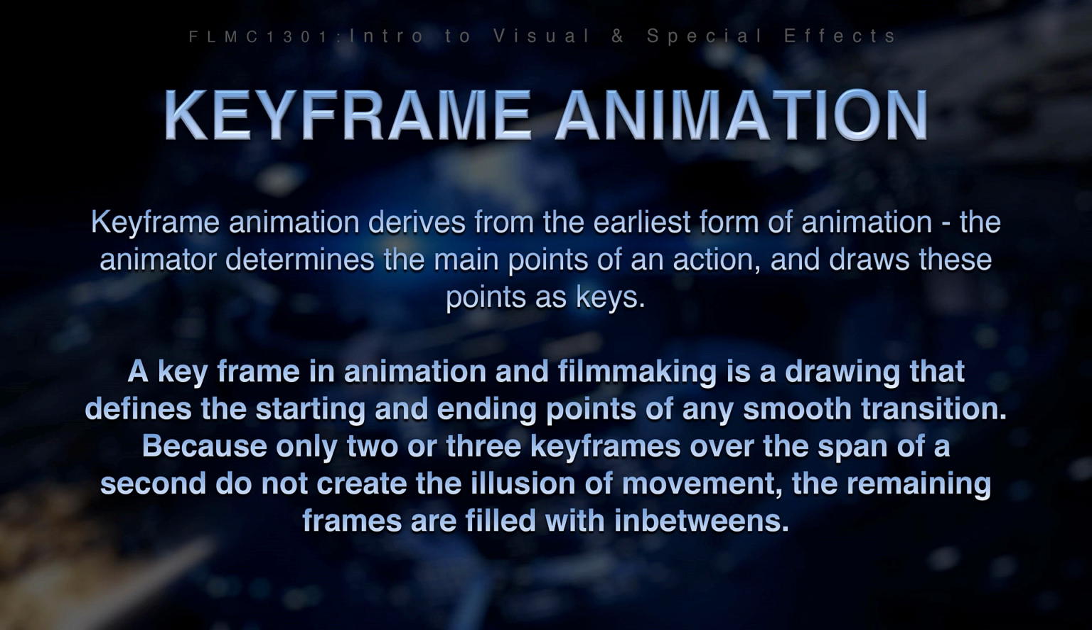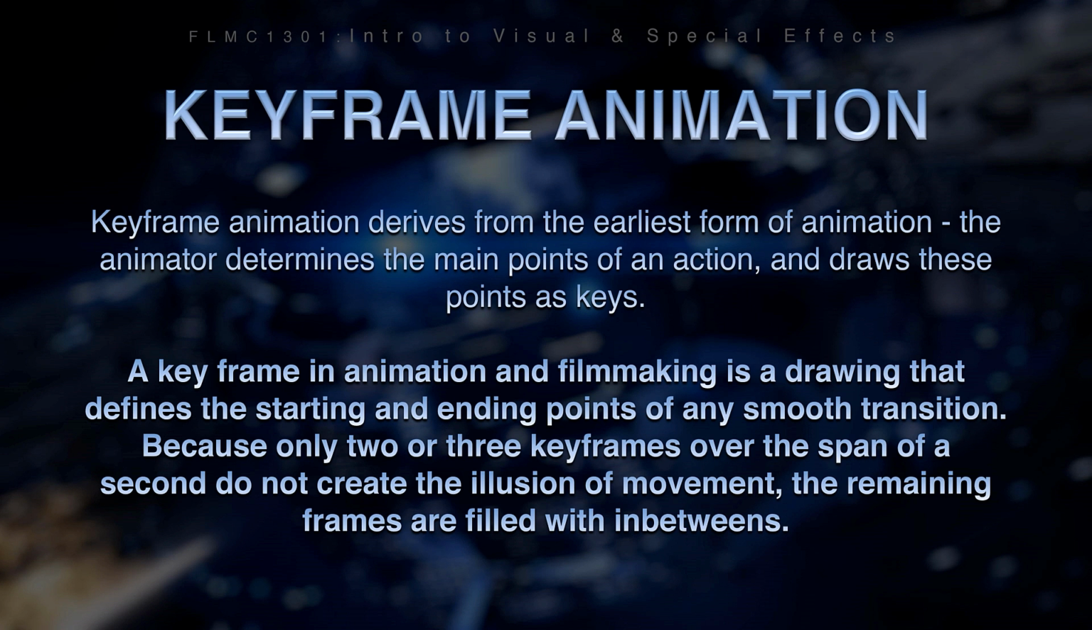Keyframe animation derives from the earliest form of animation. The animator determines the main points of an action and draws these points as keys. A key drawing or a keyframe would be the extremes of a motion. A keyframe in animation and filmmaking is a drawing that defines the starting and ending points of any smooth transition. Because only 2 or 3 keyframes over the span of a second do not create the illusion by themselves, the remaining frames are filled in with in-betweens.